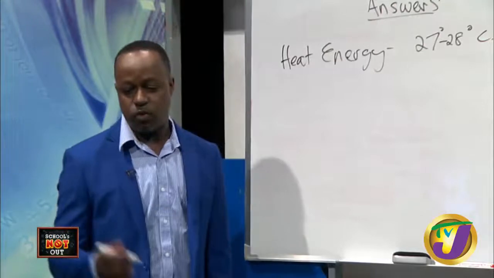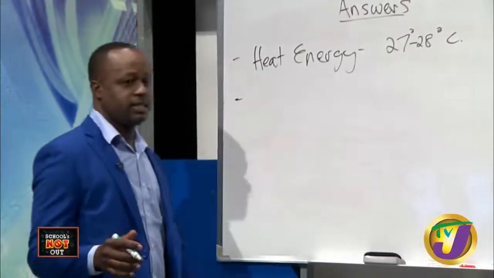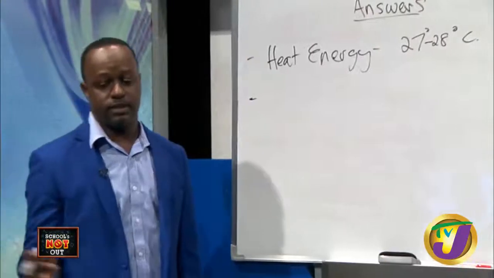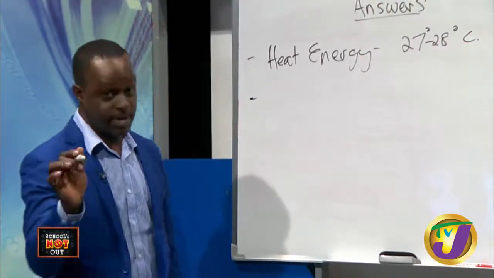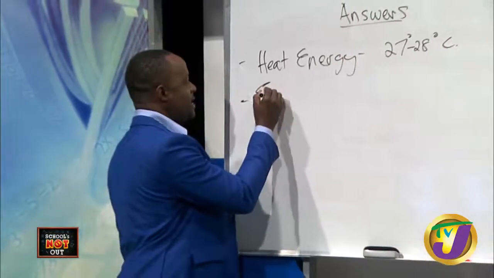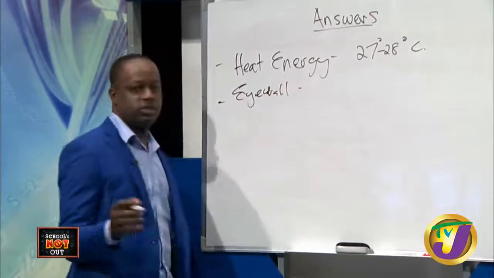Our next question is, which part of the hurricane is the most destructive? Is it the outer bands? Is it the eye? Or is it the eye wall? The eye wall. That's the most destructive part of the hurricane.